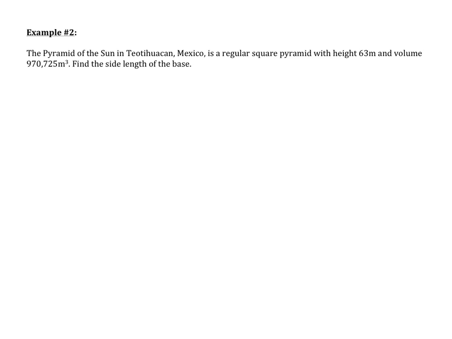Example number 2. The Pyramid of the Sun in Teotihuacan, Mexico is a regular square pyramid with height 63 meters and a volume of 970,725 cubic meters.